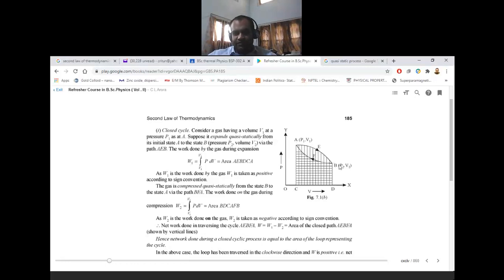In the first case, the work done from A to B through AEB is the whole of this area: A, E, B, D, C, A. Just now I have explained that the area under the PV curve, or PV diagram, gives you the work done. From A to B it happens through AEB, and the whole of this area gives the work done.